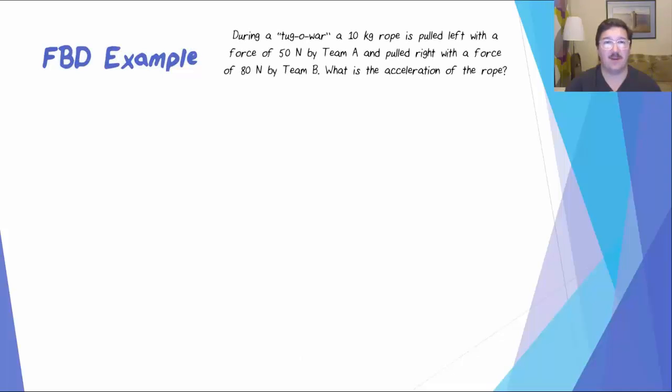Let's take a look at an example. During a tug-of-war, a 10 kilogram rope is pulled left with a force of 50 newtons by team A and pulled right with a force of 80 newtons by team B. What is the acceleration of the rope? Well, step one is to draw the object. This doesn't look very much like a rope, but that's okay.